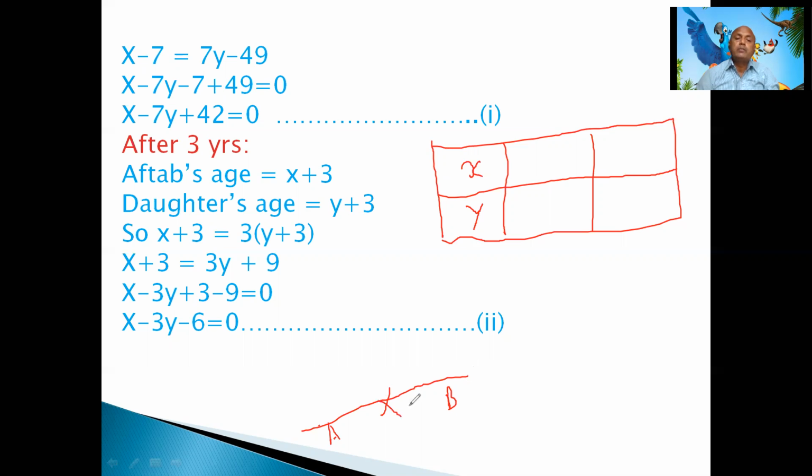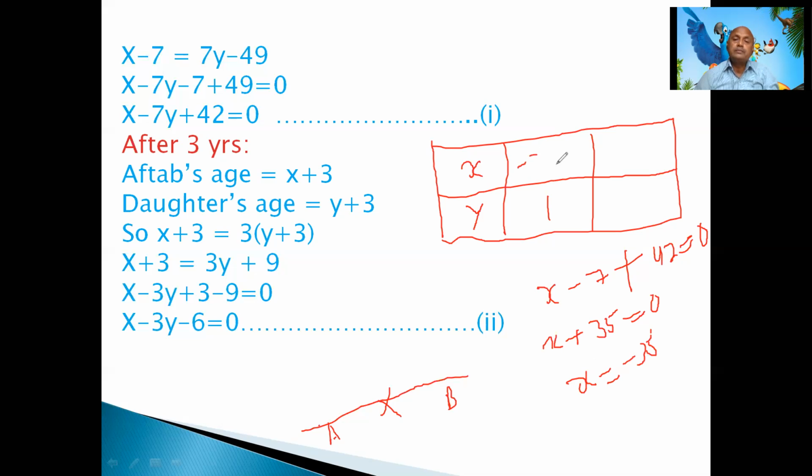But if there are so many points, it is quite difficult. So for 2 points, we will give our own values to one variable. I am going to give the variable y the value 1. Now you will find the value of x. x minus 7 plus 42 is equal to 0. So x plus 35 is equal to 0, you will get. So x is equal to minus 35. If you write this value here, your coordinate to be plotted will be minus 35 and 1.